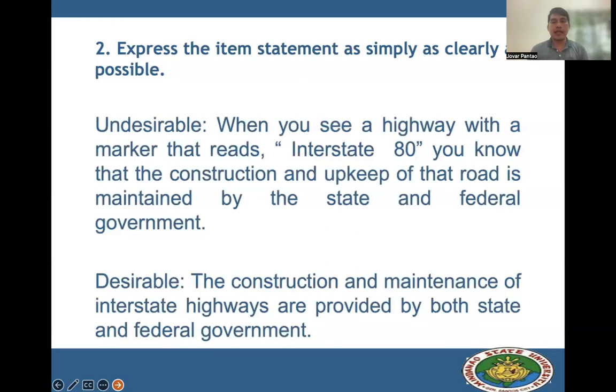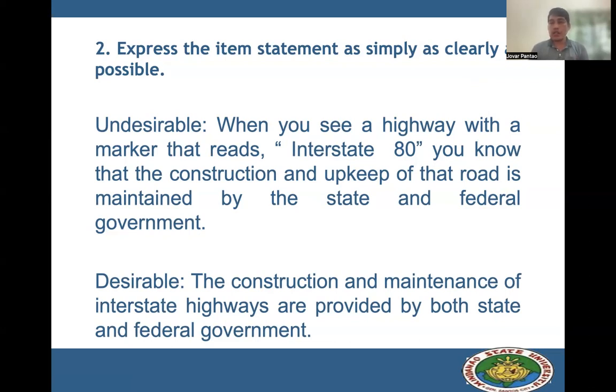So let's take a look at this example. The example here is, when you see a highway with a marker that reads Interstate 80, you know that the construction and upkeep of that road is maintained by the state and federal government. So that's undesirable because there is a confusion that it will result to among the students when this statement is going to be read by the students.